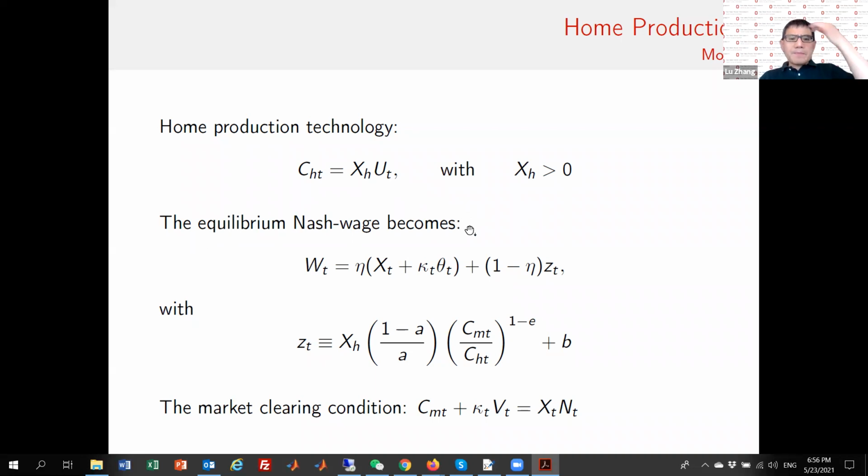So the equilibrium Nash wage is quite similar to the baseline model. Instead of a constant flow value of unemployment, now the flow value depends on home production, on home goods and market goods in equilibrium, in addition to government payout and leisure and whatnot. So you can see some intuition directly flowing out of this Z_t equation already.